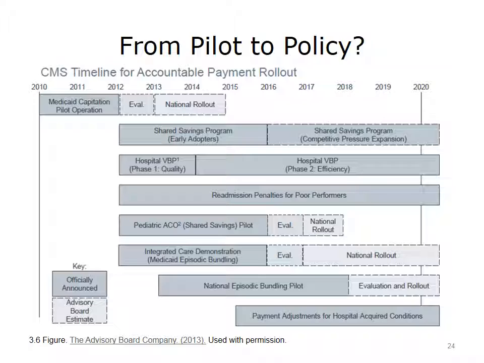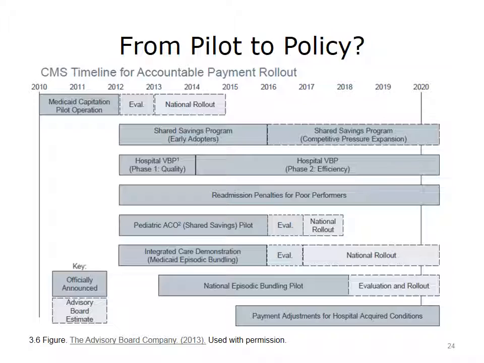Phase 1, Quality, of hospital value-based purchasing began in 2012, expanding to Phase 2, which is payment for efficiency, in 2014. Readmission penalties for poor performers also began in 2012 and are continuing. The pediatric ACO, with shared savings pilot, is estimated to enter evaluation in 2016, followed by a national rollout. Integrated care demonstration, Medicaid episodic bundling, is also in pilots, with demonstrations to be evaluated and then rolled out as national policy.